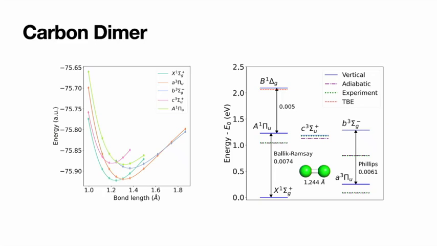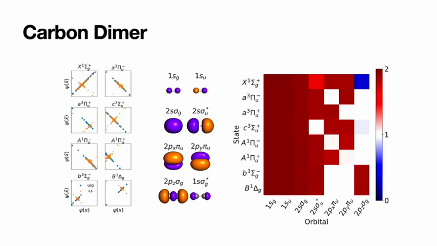We can go beyond equilibrium geometries as well. We look at the carbon dimer and look at entire potential energy curves there. So we can compute adiabatic excitations, where rather than just looking at a fixed geometry and looking at the energy differences, we can compute the equilibrium energy for each of the different states and look at the differences there. And that matches experimental results quite nicely for most of these states.